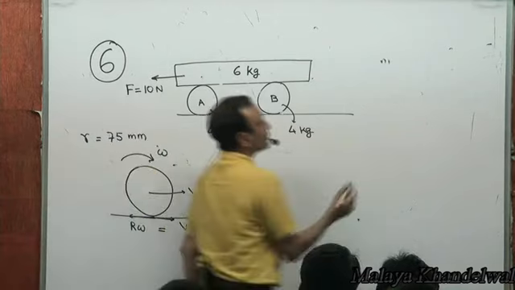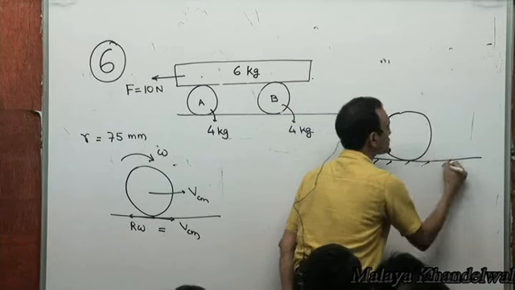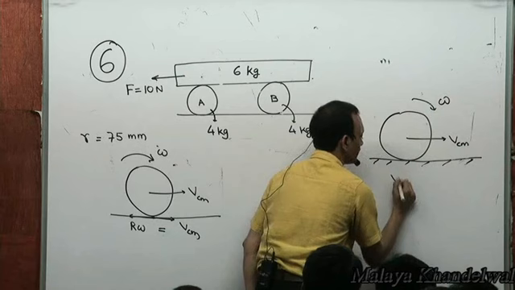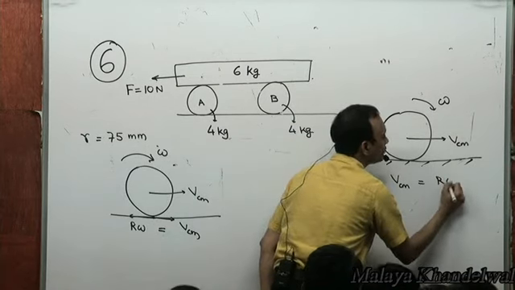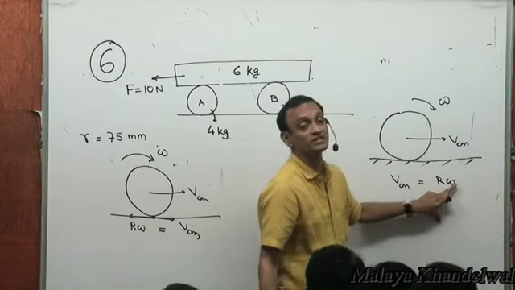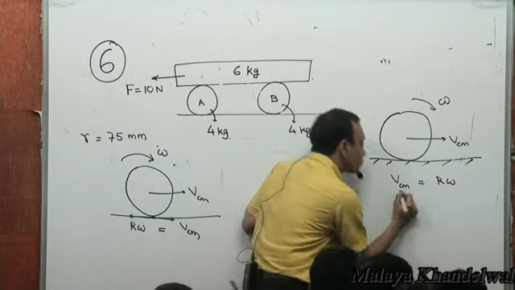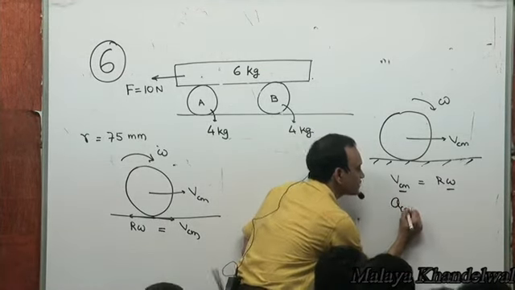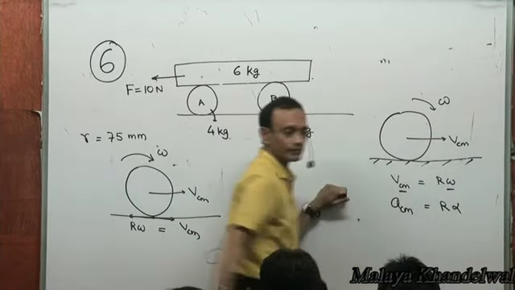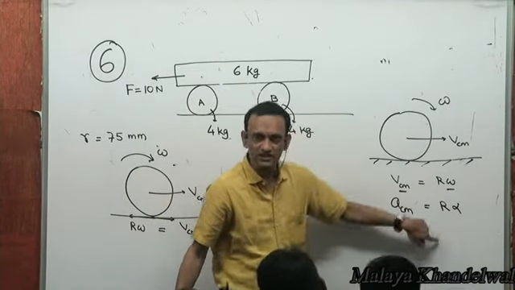Now, not only that, if this is a fixed horizontal surface, and if this is VCM, this is omega, then VCM equals r omega. Now if VCM is changing with time, omega must also change with time, so that from instant to instant this condition remains valid and rolling persists. So now if I differentiate both sides with respect to time, this will become ACM equals r alpha, right? ACM equals r d omega dt, which is alpha.